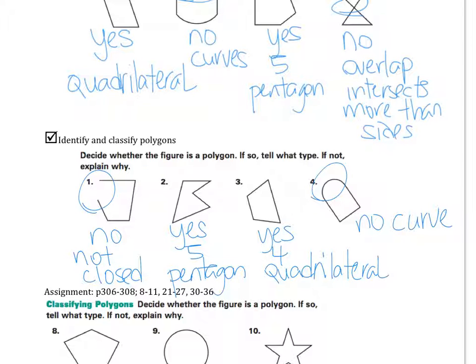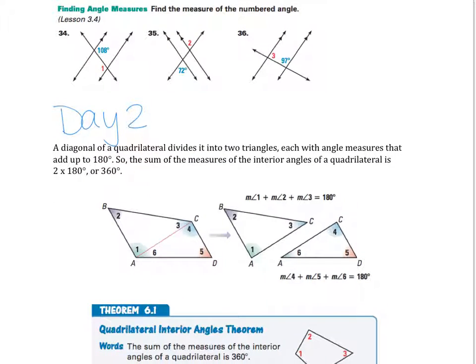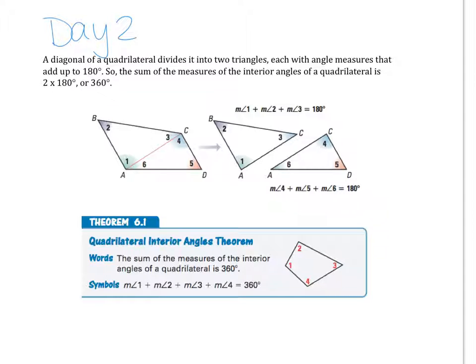So I'm going to continue through the page where day 2 starts. Day 2 starts where we talk about the angle measures. If I take a quadrilateral and I draw a diagonal, it will split that quadrilateral into 2 triangles. Each triangle, the interior angles add up, or their sum is 180. So since I have 2 of them, then a quadrilateral must add up to 360.